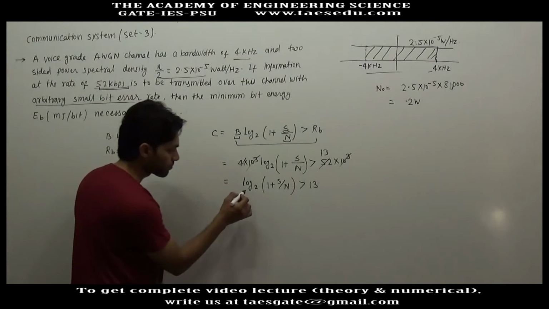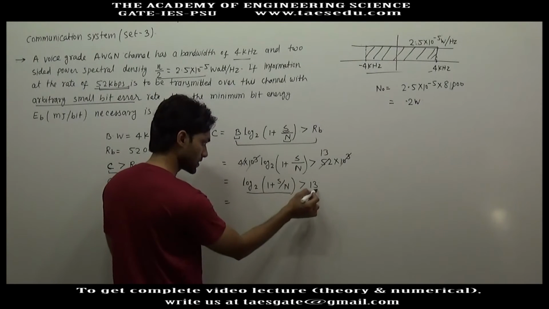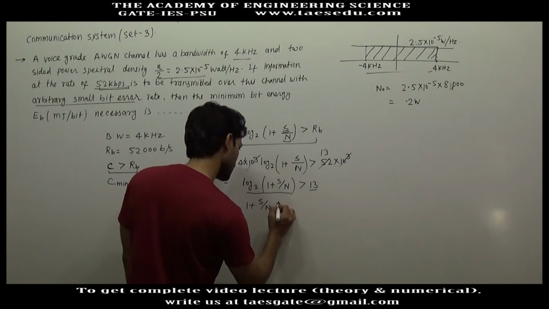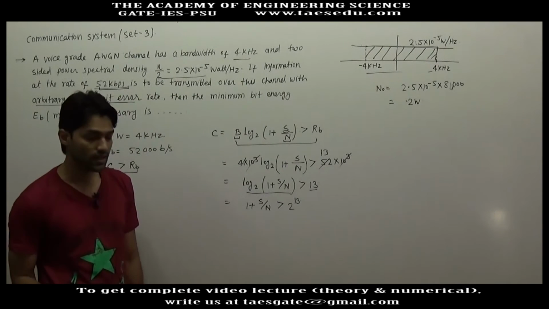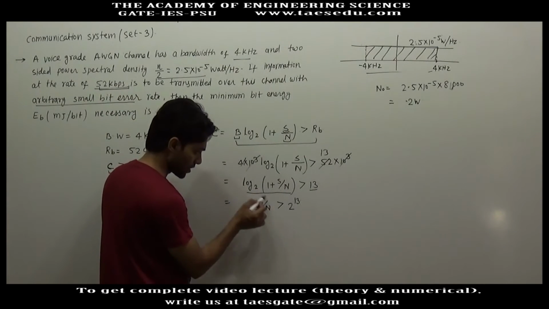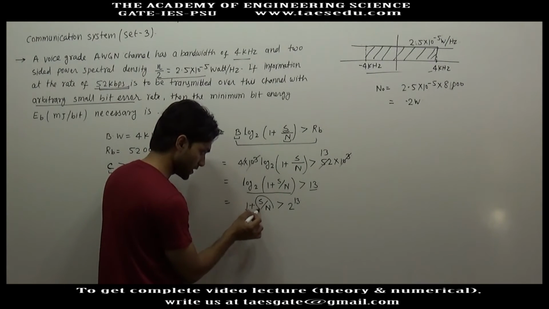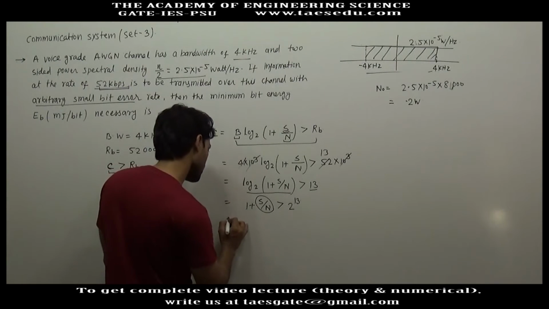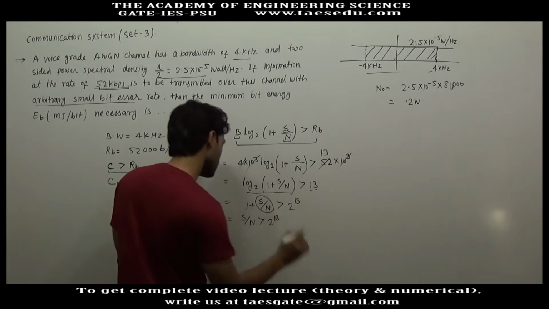Now if log base 2 of a quantity is greater than 13, we can represent it as 1 plus S by N has to be greater than 2 to power 13. It means that this quantity is very large and 1 is fixed, so the value of S by N will be much greater than 1. So approximately we can write it as S by N has to be greater than 2 to power 13.